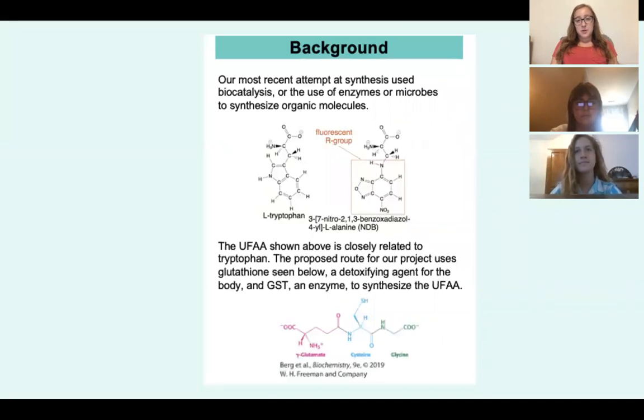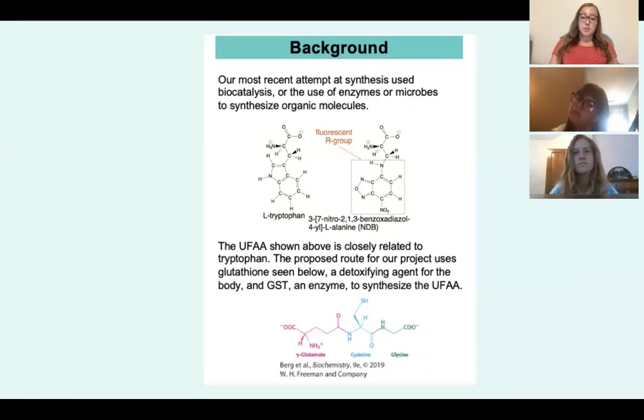Okay, so to start off, I want to give a little bit of background on our project. Our most recent attempt at the synthesis used biocatalysis, which is just using enzymes or microbes to synthesize organic molecules. We're trying to synthesize this unnatural fluorescent amino acid, or UFAA, which is shown above and is closely related to L-tryptophan, over here on the left. We're synthesizing it into this UFAA shown on the right, and this boxed part in orange will be the fluorescent group that will make our amino acid glow.